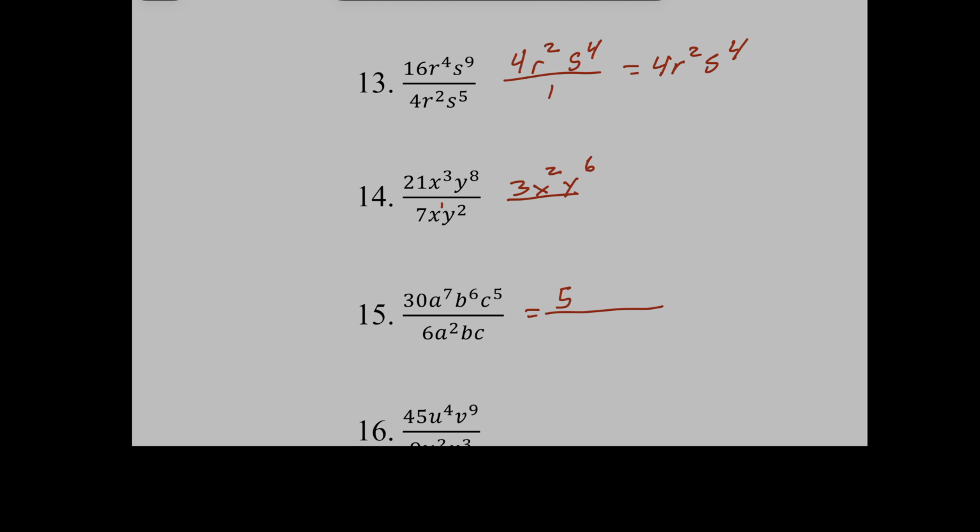There's more on top. Now let's do my a's. There's more a's on top. There's more b's on top. 6 minus 1 is 5. And there's more c's on top. That becomes a 4.